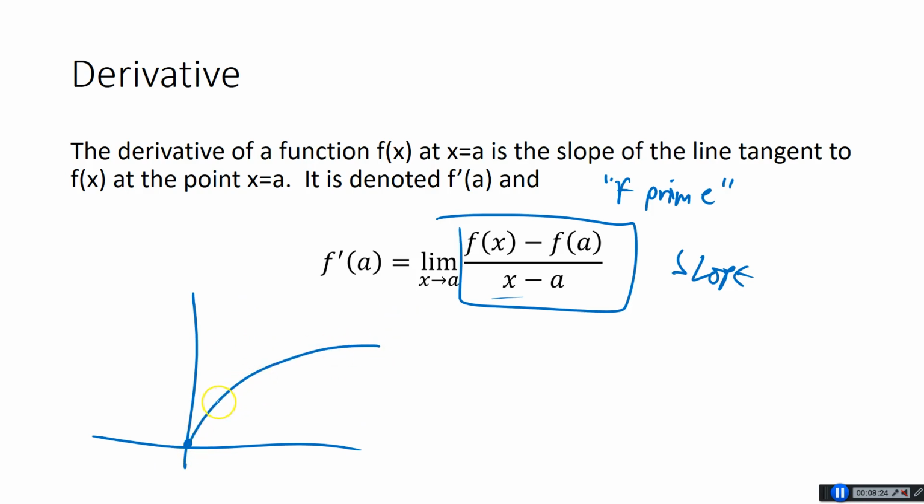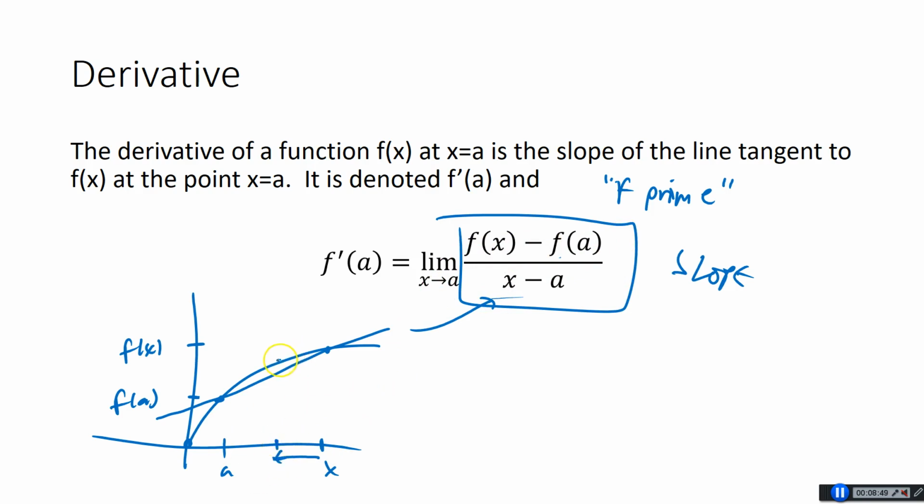If I want to know the slope at a, I go out a little bit further to x, and I calculate the slope between those two points. The slope of that line is equal to f of x minus f of a over x minus a, because f of x would be up here and f of a would be down here. So I'm just doing the change in y divided by the change in x. It's the slope.